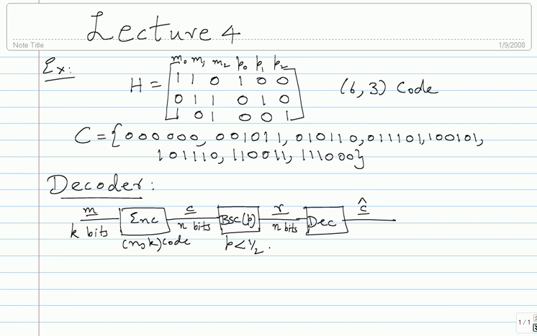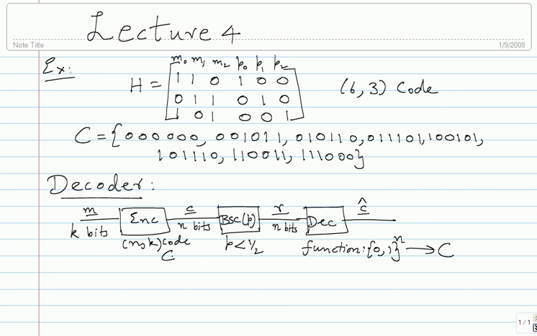So now what is the task of the decoder? The decoder is basically a function which goes from {0,1}^n to what? So now that I say c hat, it will actually be the code C. Let me call this code C. It has to go from {0,1}^n to C.